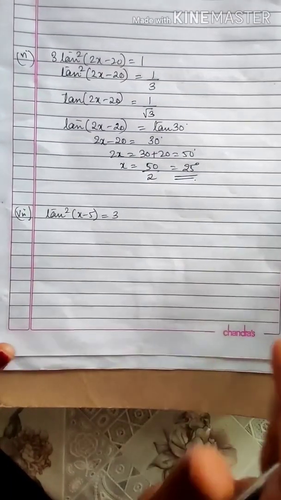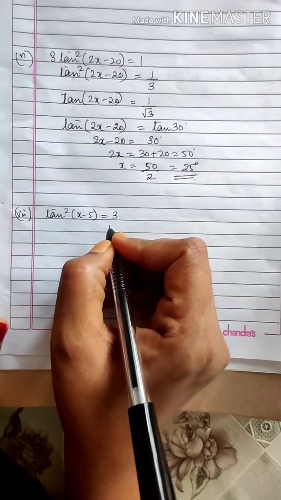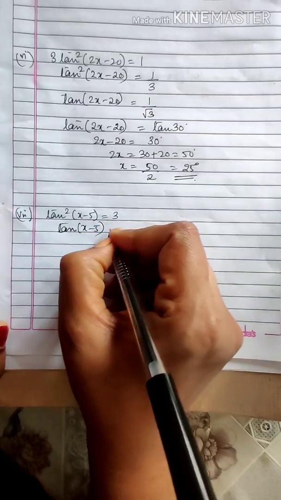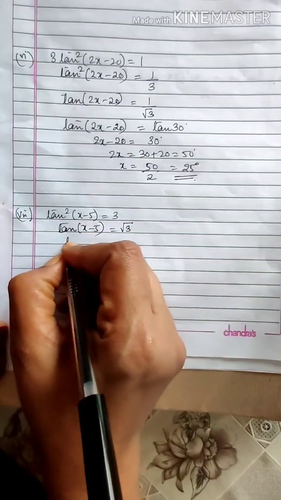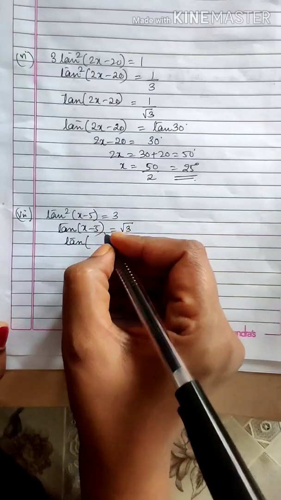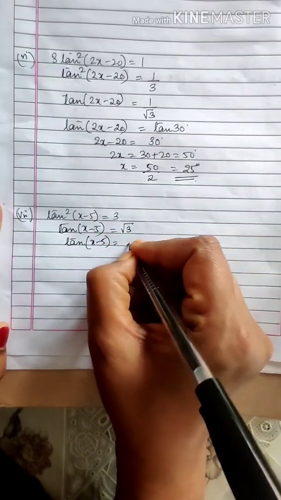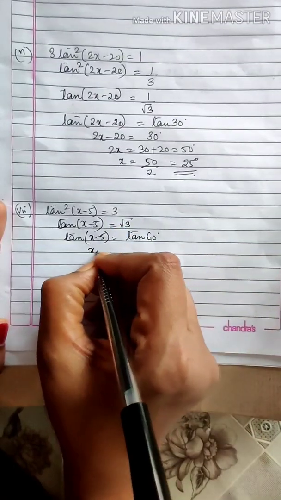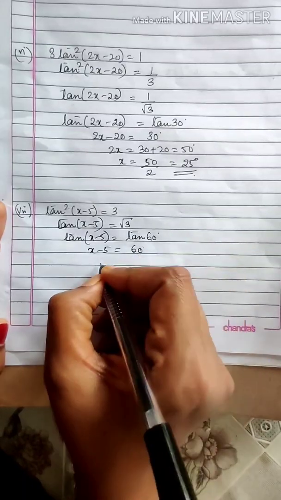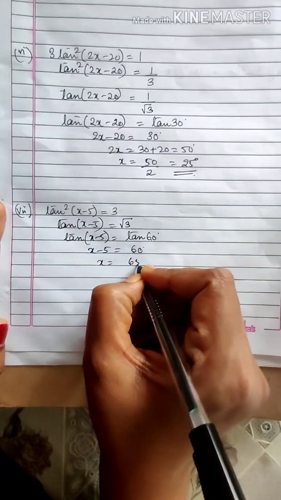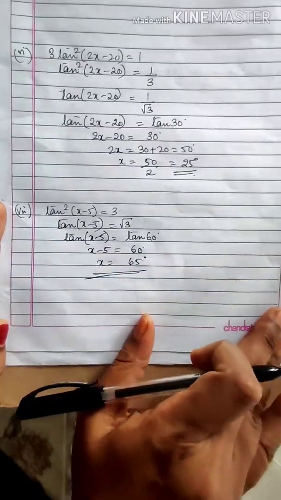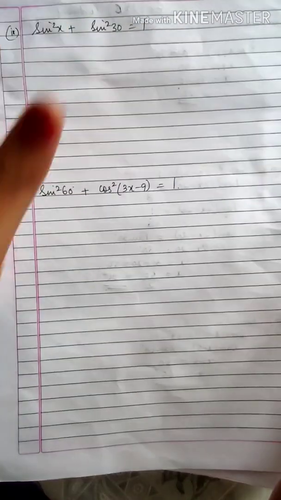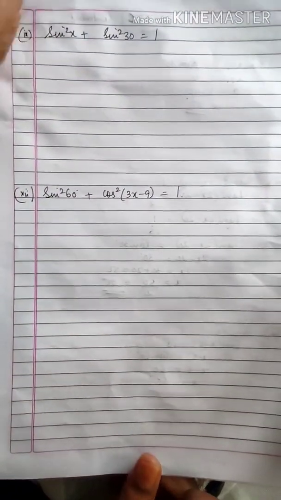The next sum, tan square of x minus 5 is equal to 3. So tan of x minus 5 is equal to root 3, and we know the value for root 3 is tan 60, because tan 60 is root 3. Now x minus 5 is equal to 60, and x will be equal to 60 plus 5, 65.